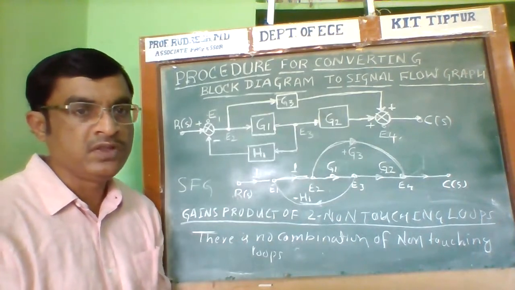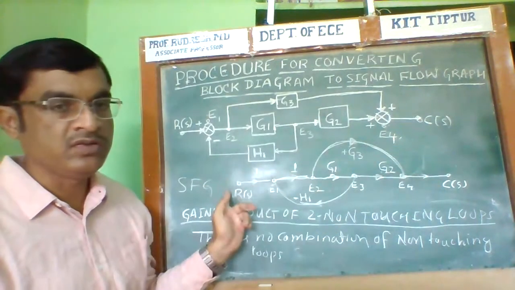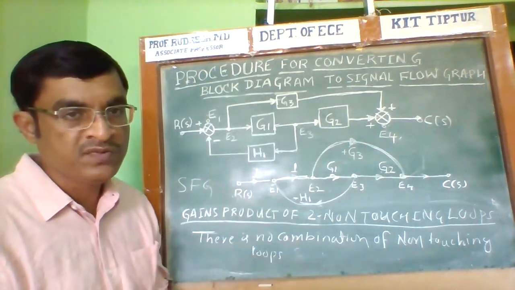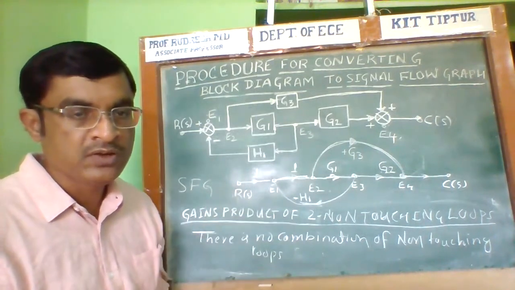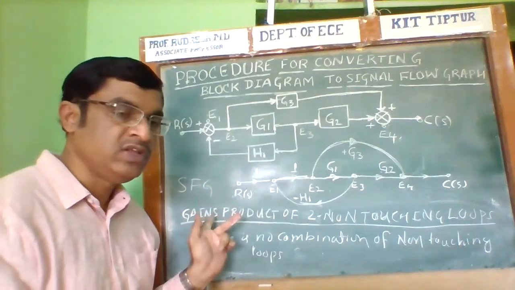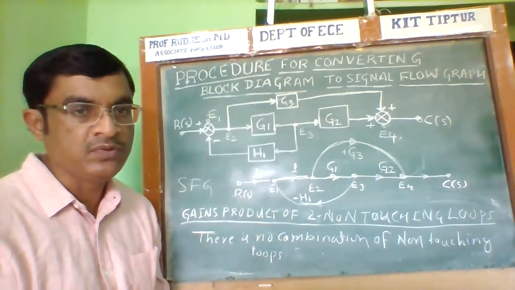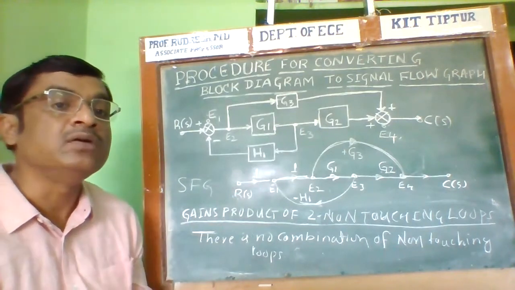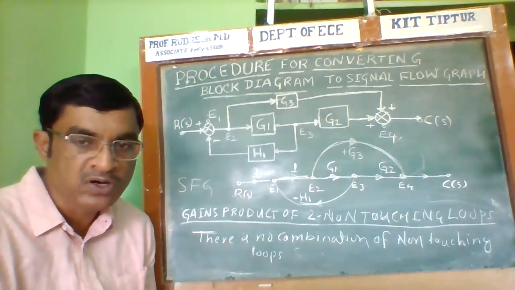So while calculating C(s) divided by R(s), the first step is writing the Mason's gain formula. The next step is the forward path gain. The next step is the loop gain. The next step is the gains product of the non-touching loops. So these are the important steps, and we need to remember them.